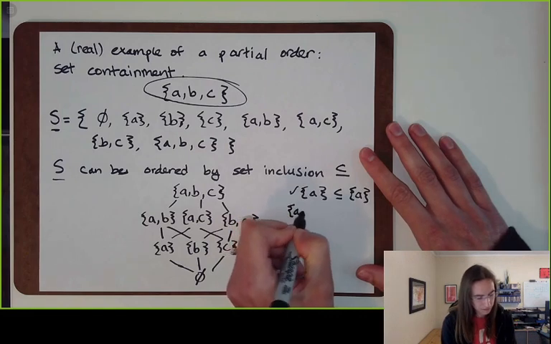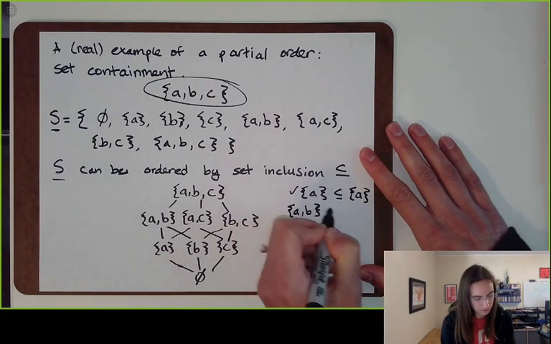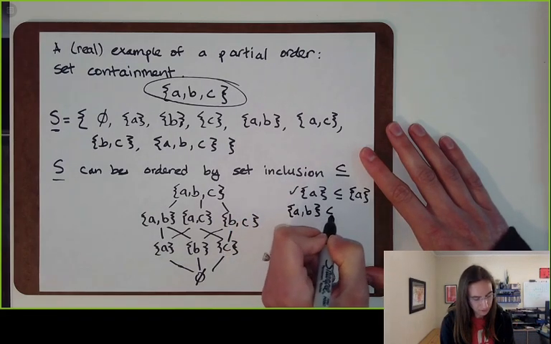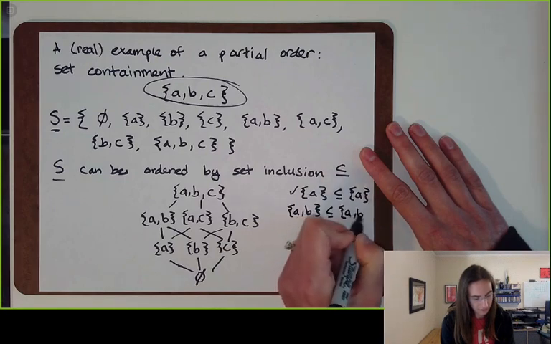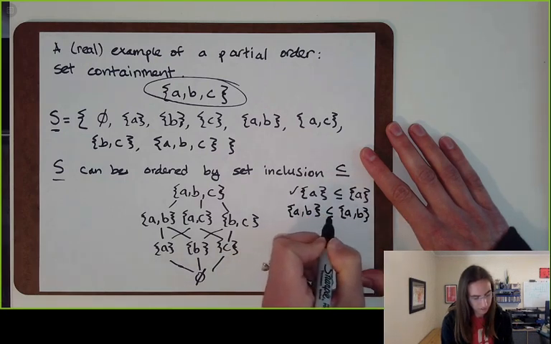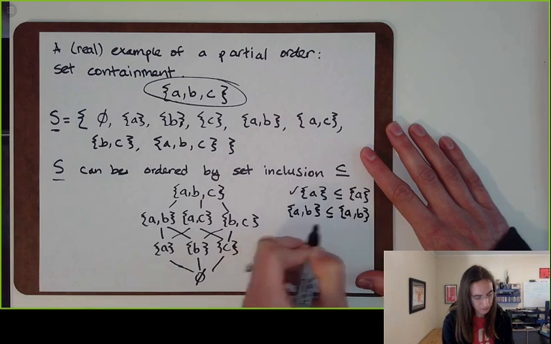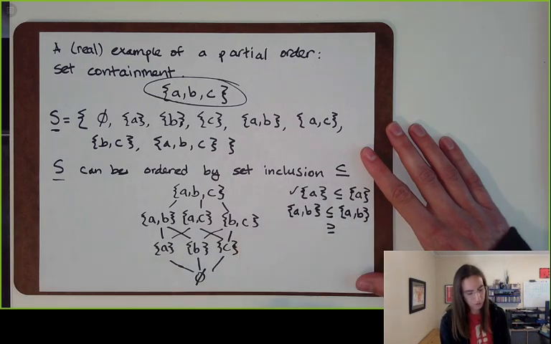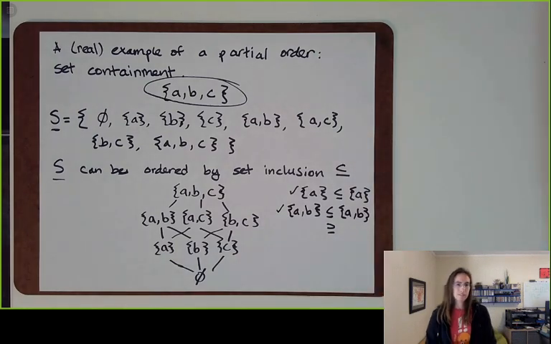So, for example, the set containing A and B is a subset of the set containing A and B, and also the opposite is true. We'll notice that they're the same, and that would have to be true.